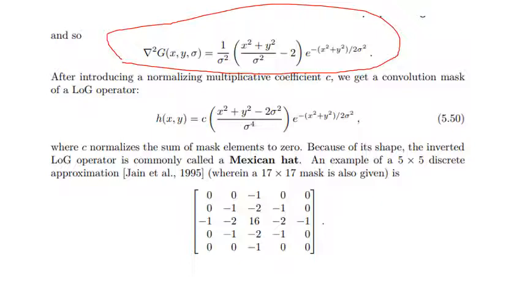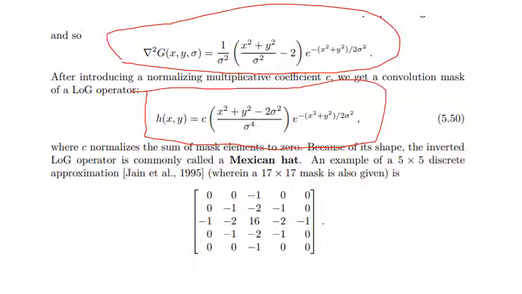So we can get a convolution mask of a LoG operator. Finally, the LoG operator will look like this, where c normalizes the sum of the mask elements to 0. Now if you consider the shape, this is how the LoG operation is. We are taking the Gaussian and finding the Laplacian. So that is the LoG operation. This is the final equation.